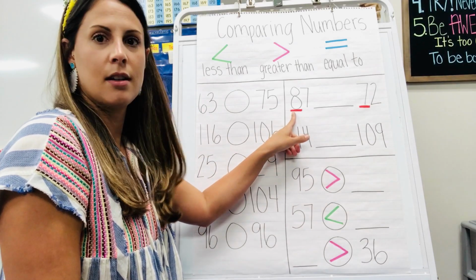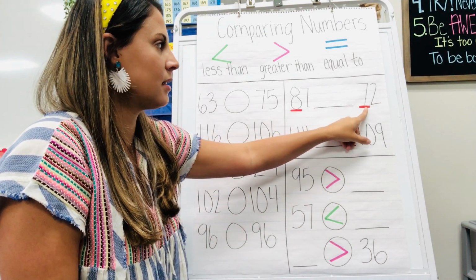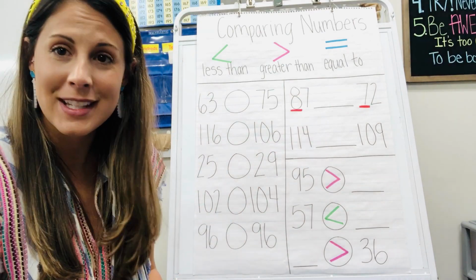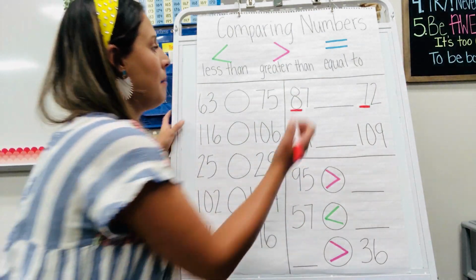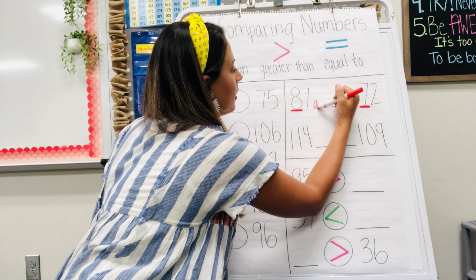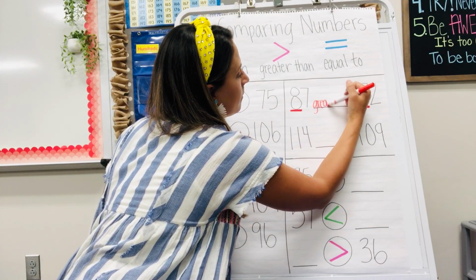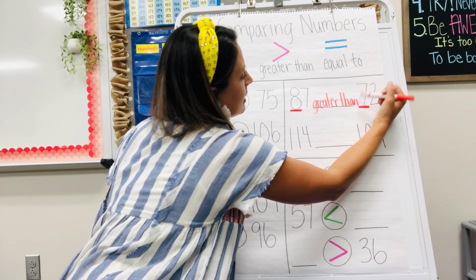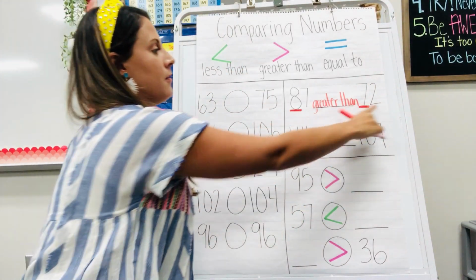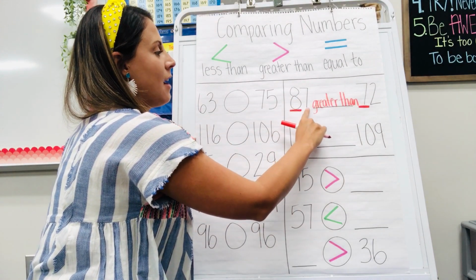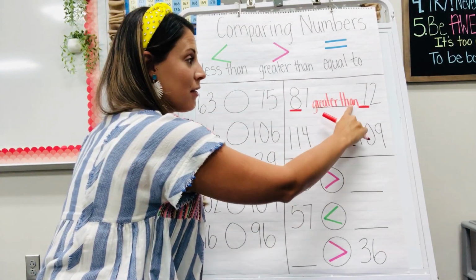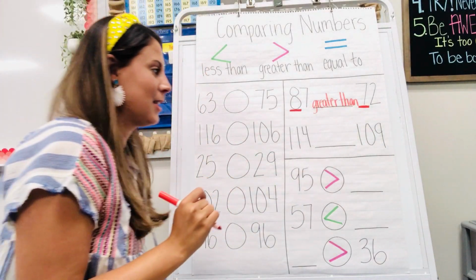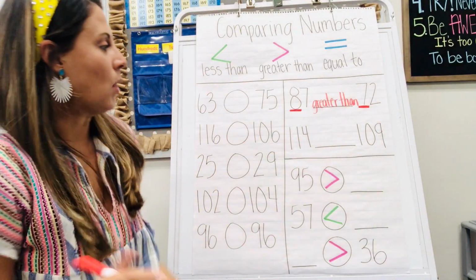Which is greater, 8 or 7? 8 is greater than 7. Good job. So I'm going to write greater than. We read this like we read a book, left to right: 87 is greater than 72. Good job. Here we go. Let's look at the next one.